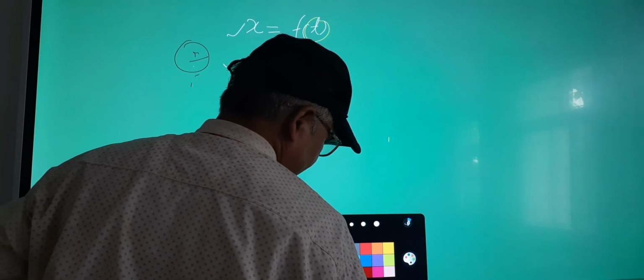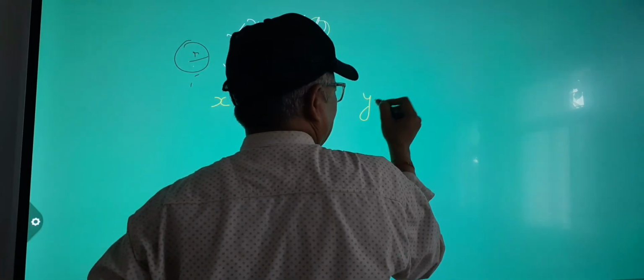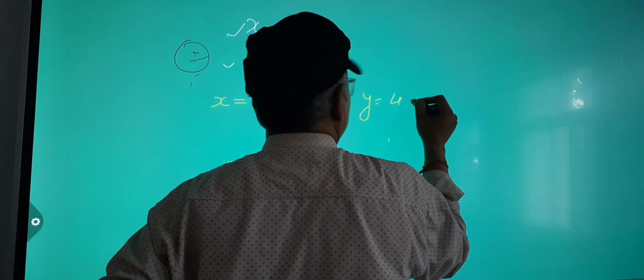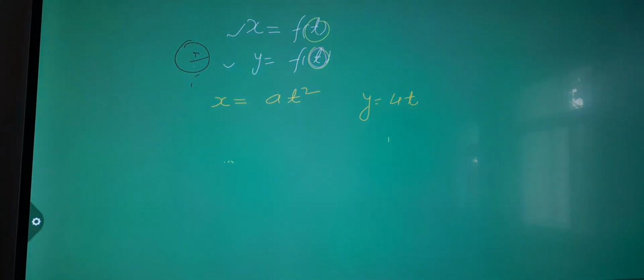See, so now we are using this one. It is better, I think, no? Okay. Suppose x is given as a t square, and function y is given as 4t. Is the ink visible or not?